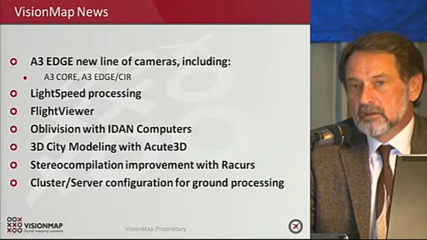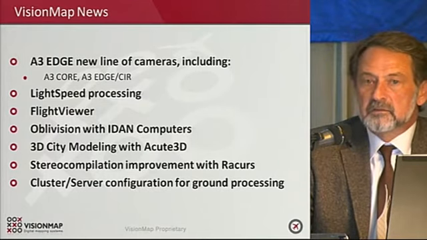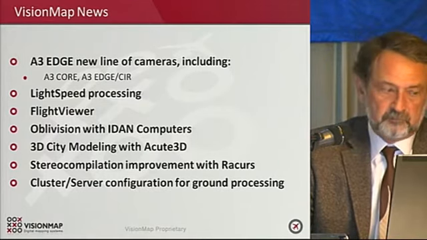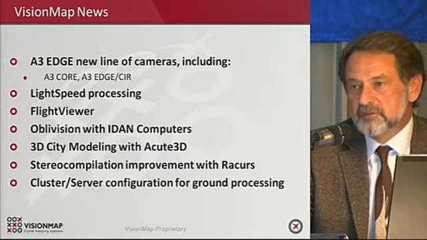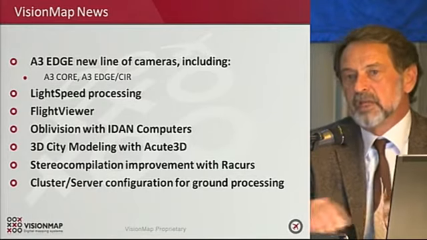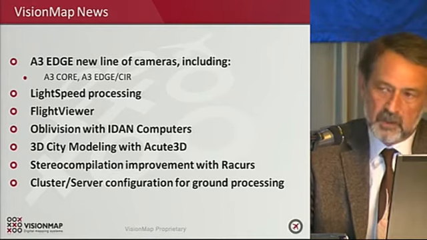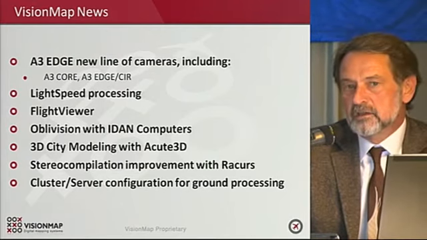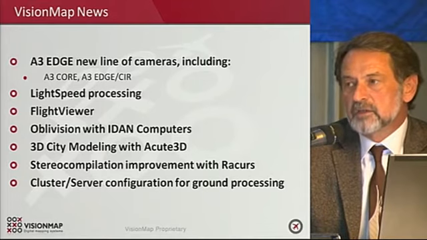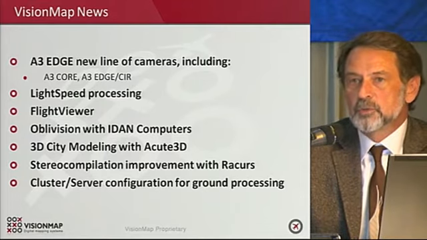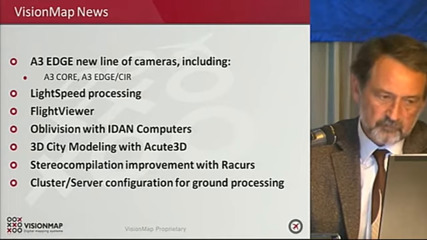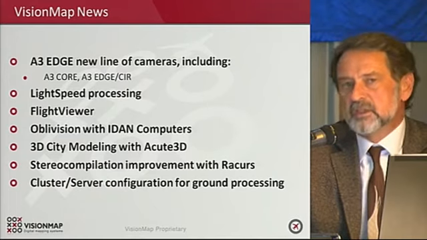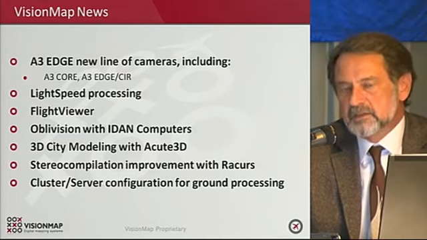It includes A3 Core. This is a camera without oblique images, because a regular camera provides for both. A3 Core does not have oblique capability, and A3 Edge provides you with infrared band capability.